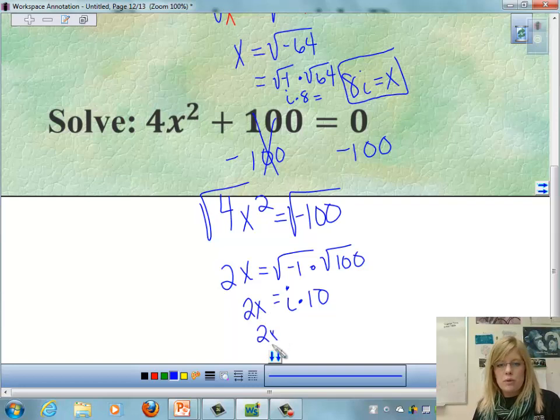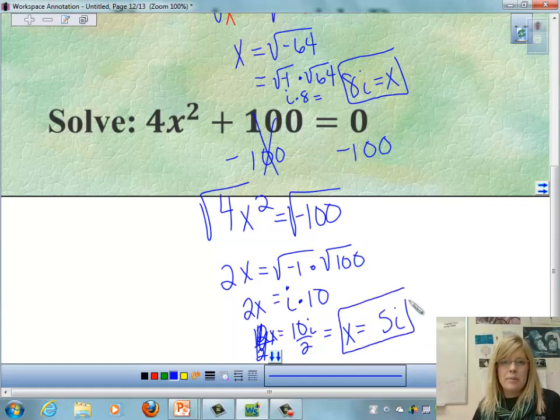So I have 2x equals, what's i times 10? 10i. And is x solved for? Heck no, heavens no. Divide by 2. So we have x equals 5i. So how'd you do? Did you follow it? Hopefully you did. If so, I want you to pause, copy those 2 examples down, rewind if you need to rewatch it, and then let's move on.